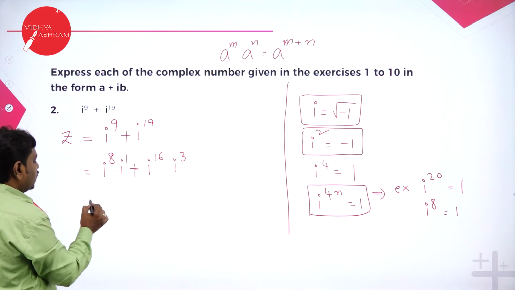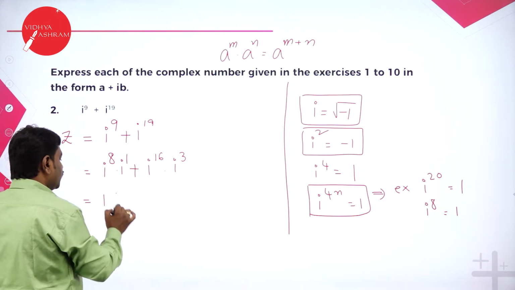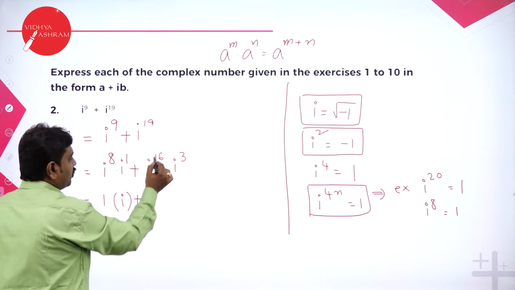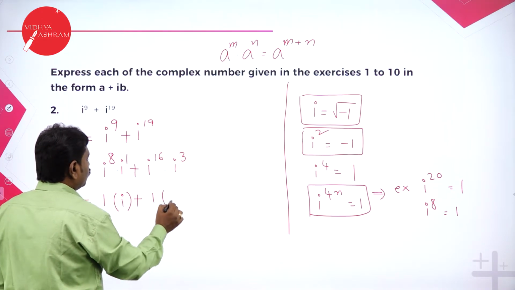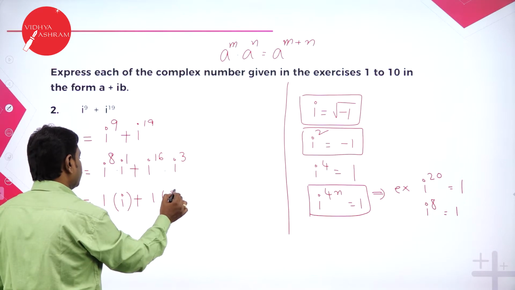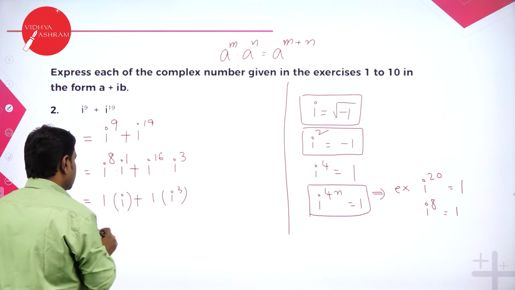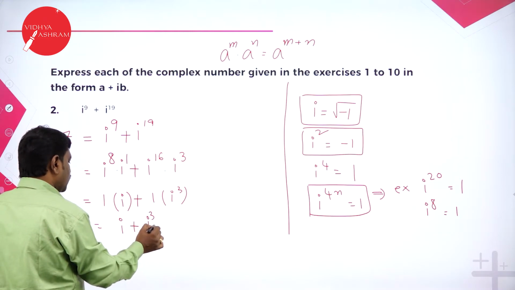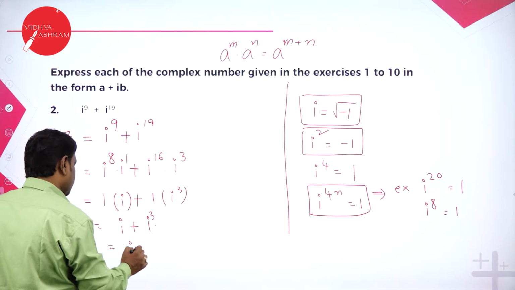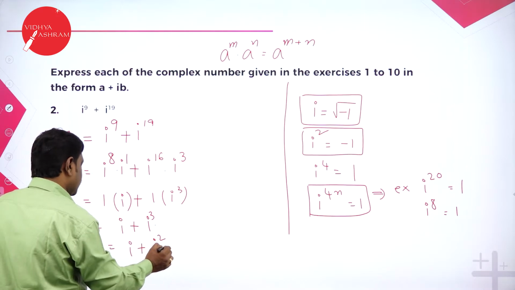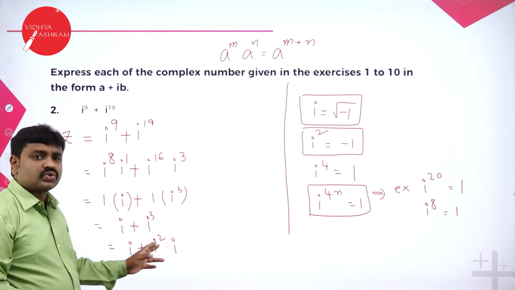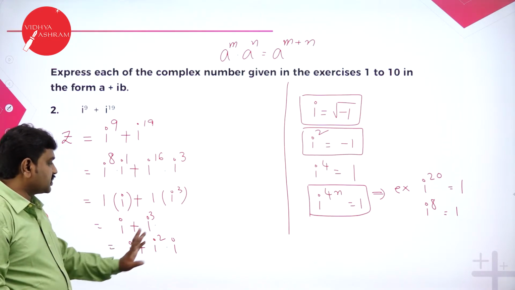So now further, i power 8 is 1 into i power 1, which is i only. i power 16 is 1, because i power 4 multiple is 1, into i cube. This is just i, and this is i cube. i cube can be written as i square into i, because we know the value of i square. Like a cube can be written as a square into a, like that i cube can be written as i square into i.